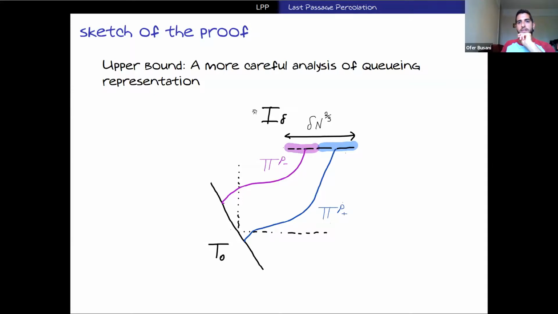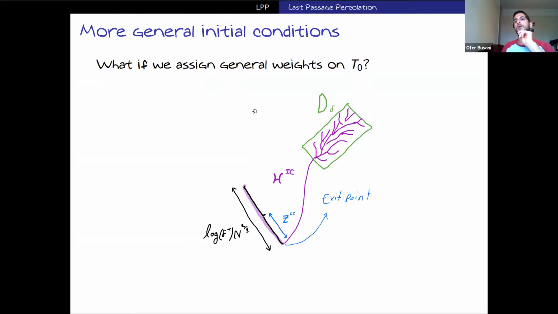Yeah, okay. Lastly, let me say something. I need to justify the universality in the title. So let me just say something about when we have general initial conditions.